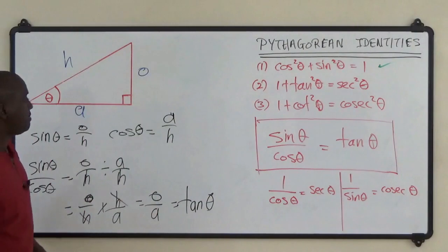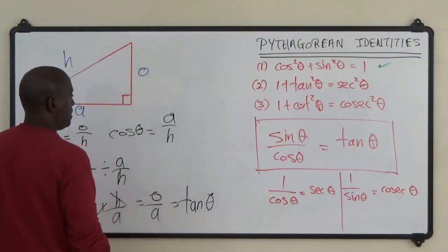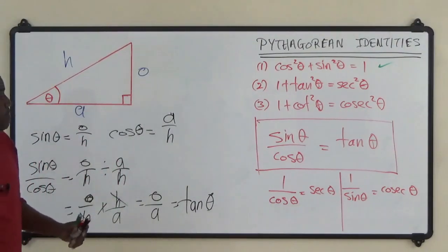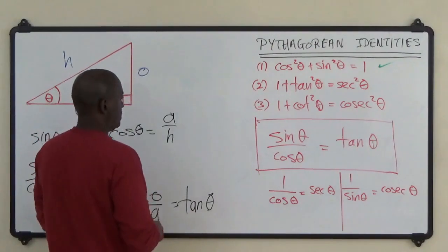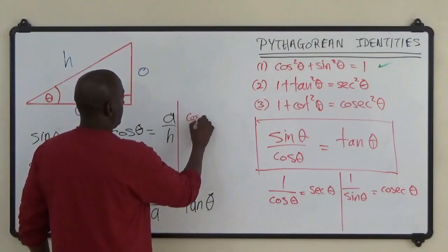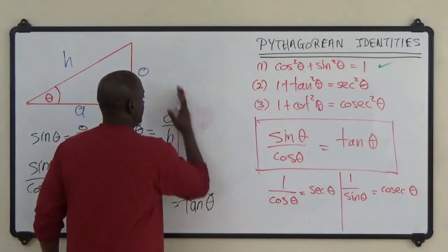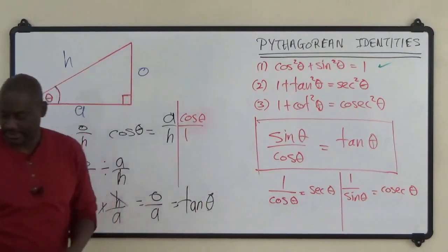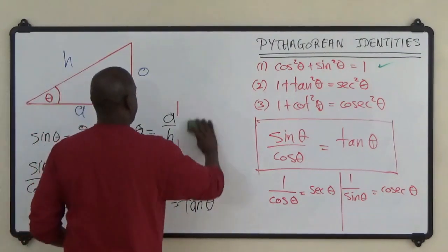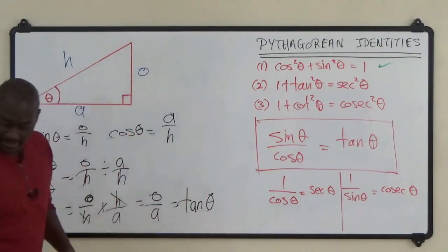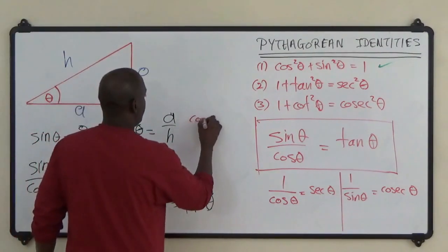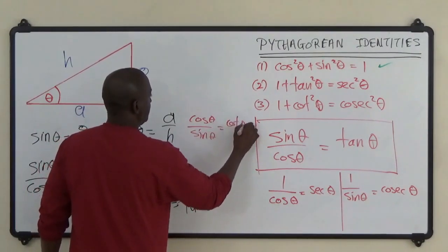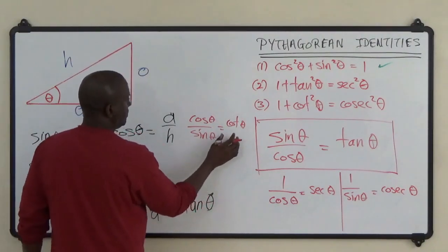And of course, if sine over cosine is tan, then by default, I want to leave that on the board. It means by default then that cosine theta over sine theta, all of this is what has happened to it. It means by default that cos theta over sine theta is equal to cot of theta. All right? So this too we also have to know.